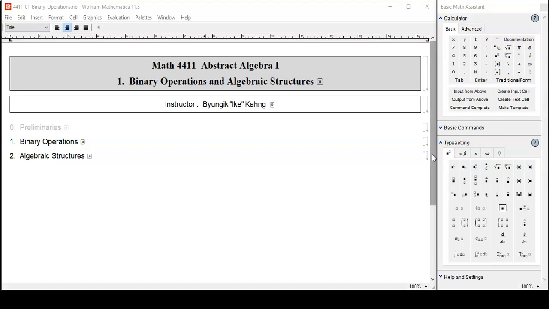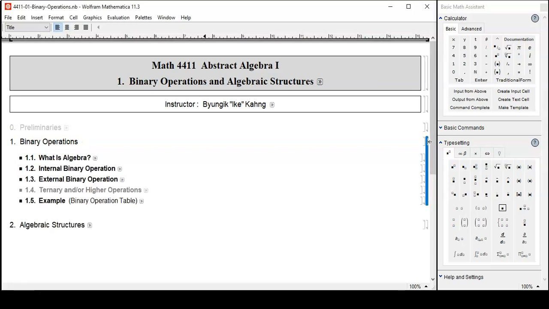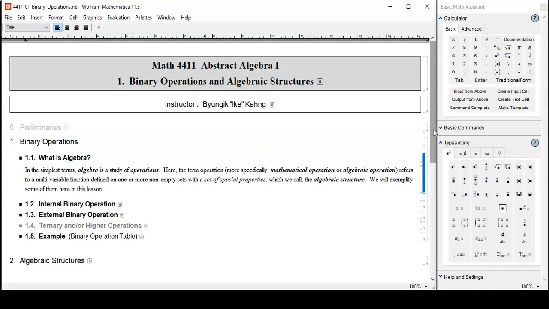Let's begin Lesson 1. Lesson 1 begins with a fitting question. What is algebra? That is the topic for Lesson 1, Section 1 and Subsection 1.1. What is algebra? Have you thought about that? We have been studying algebra for a long time, from way back in elementary school days. But then again, what exactly is it about?